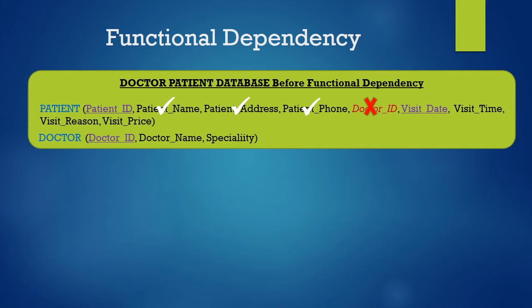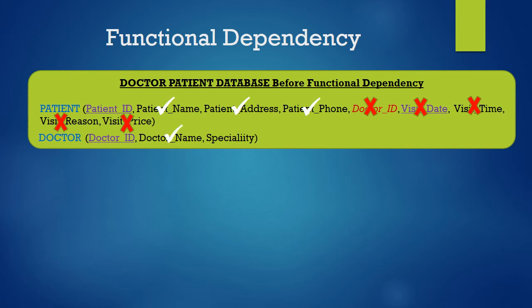Next, we look at the visit date. Does the primary key of patient ID directly relate or have to do with the visit date? The answer again is no. The same can be said for the visit time, visit reason, and visit price. On a second glance, these four items deserve their own entity and are about the visit itself and not the patient.